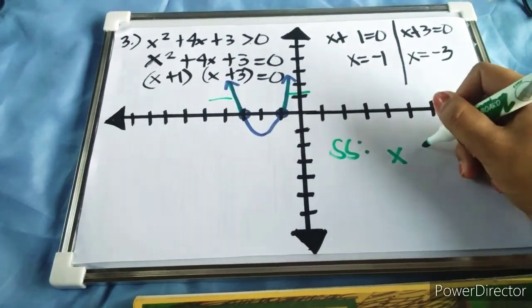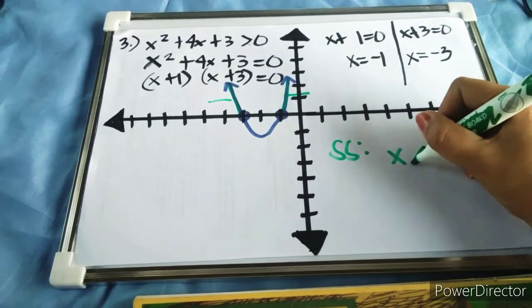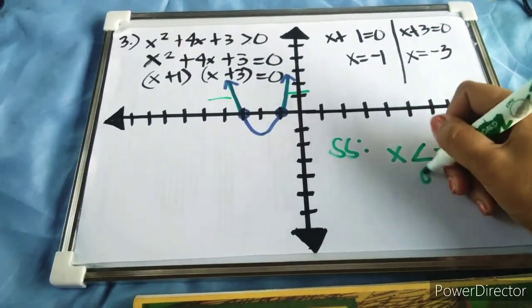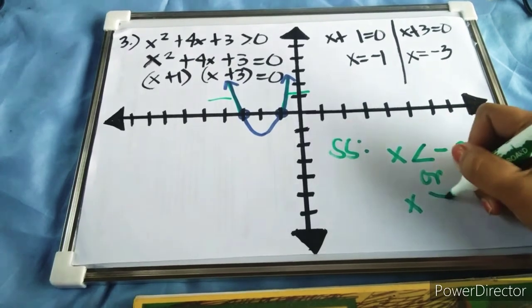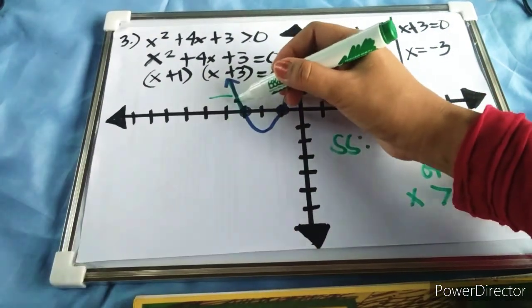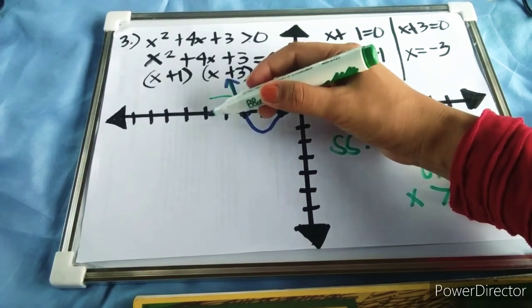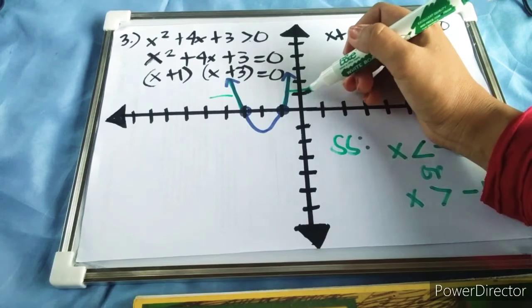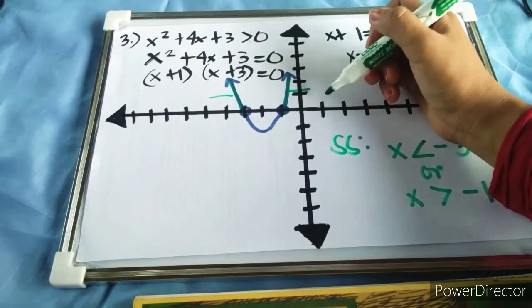So, we have our solution set. x is less than negative 3, or you can have x is greater than negative 1. Kasi that part dito, less than yan sa negative 3 kasi nasa left. Ito na part naman is sa right ng negative 1. So, therefore, that part is greater than negative 1.